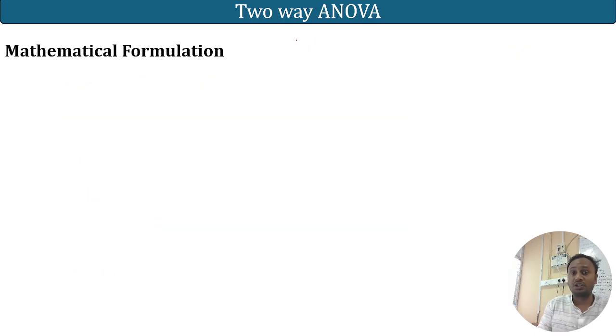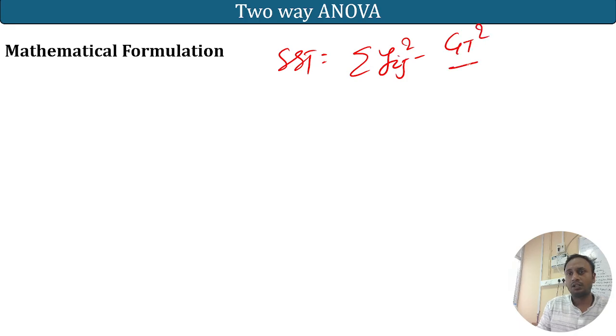So what is the formula actually? SST, we already know, is the summation of Y_ij square minus the grand total square by n.